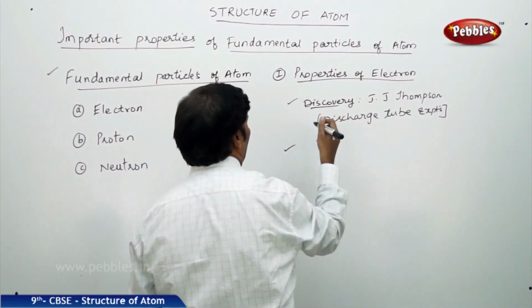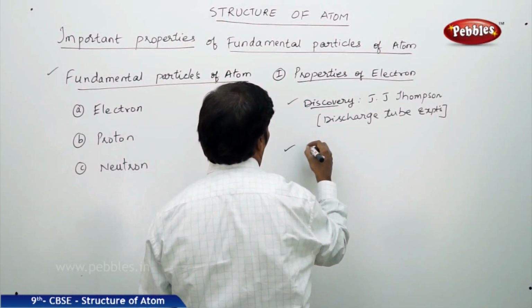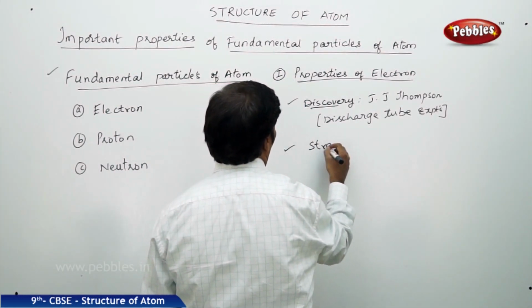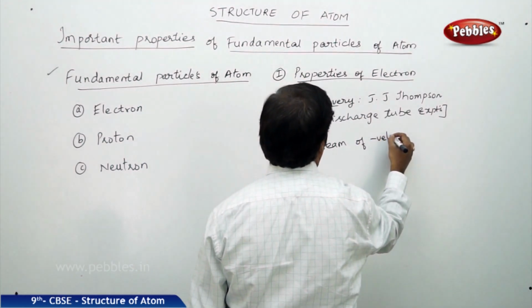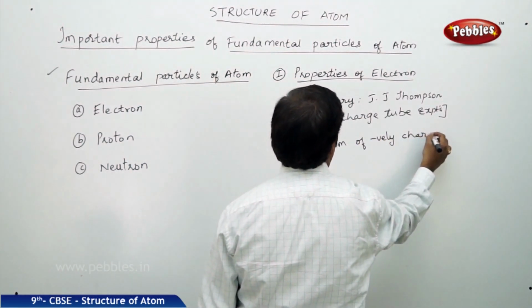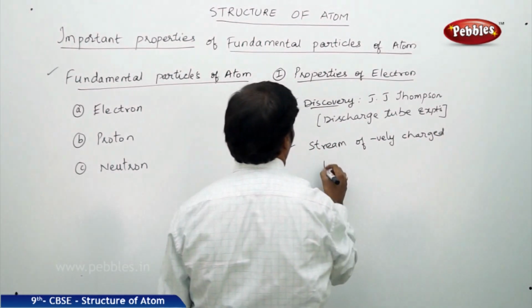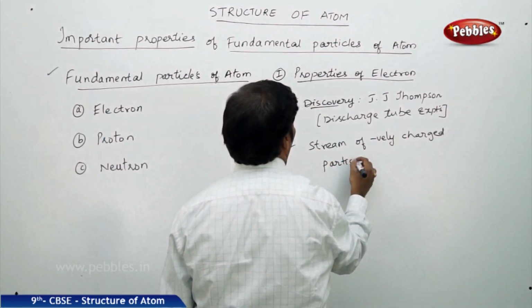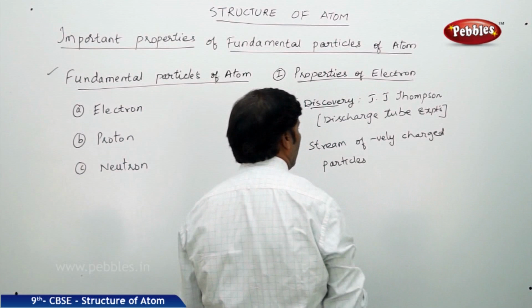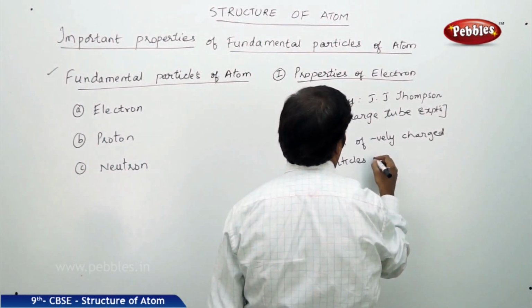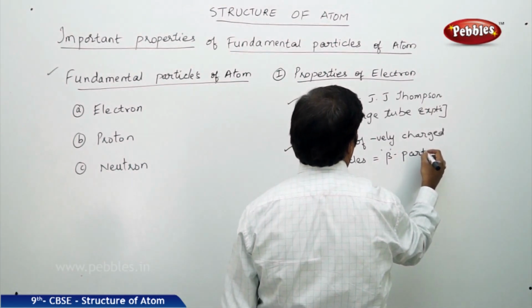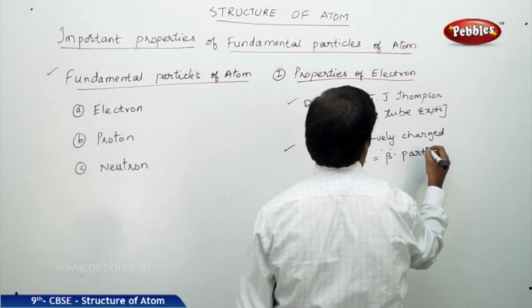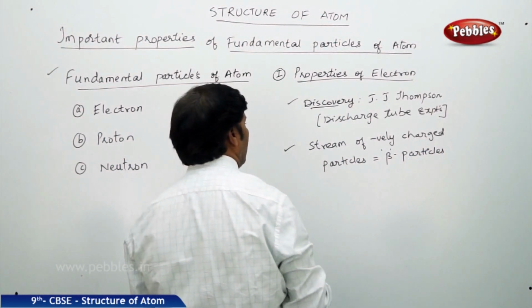Second point, if you go for this electron, what are actually these electrons? These electrons are actually called a stream of negatively charged particles, called beta particles.